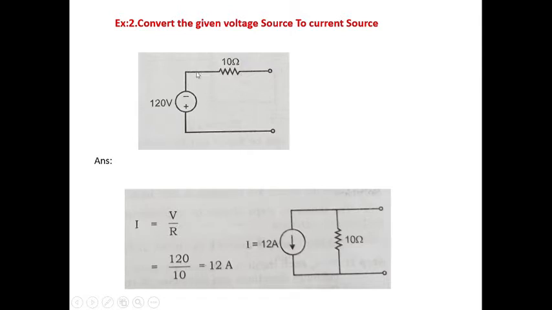Now we can see another example. Convert the given voltage source to current source. So here we can see it is negative and positive. How to convert the voltage source into current source? Here I is equal to V by R. So 120 volts divided by resistance R, which is 10 ohm, so 12 ampere. Here the current direction is downward and a parallel resistance is connected.